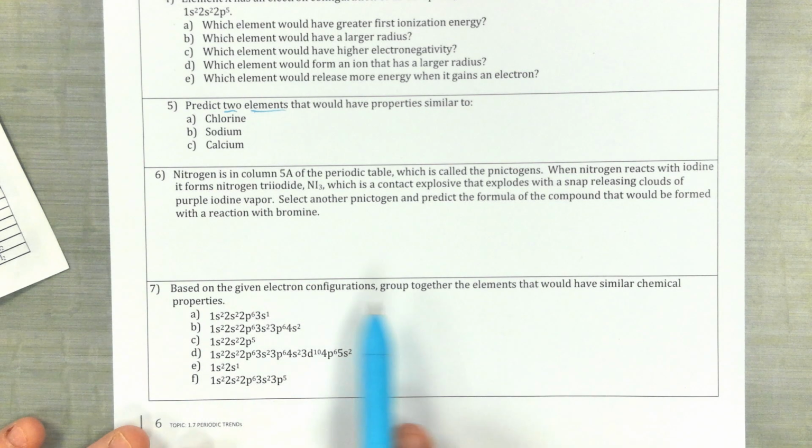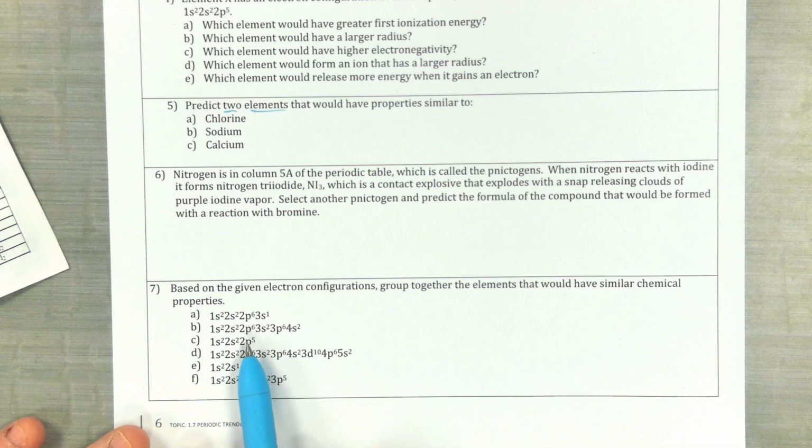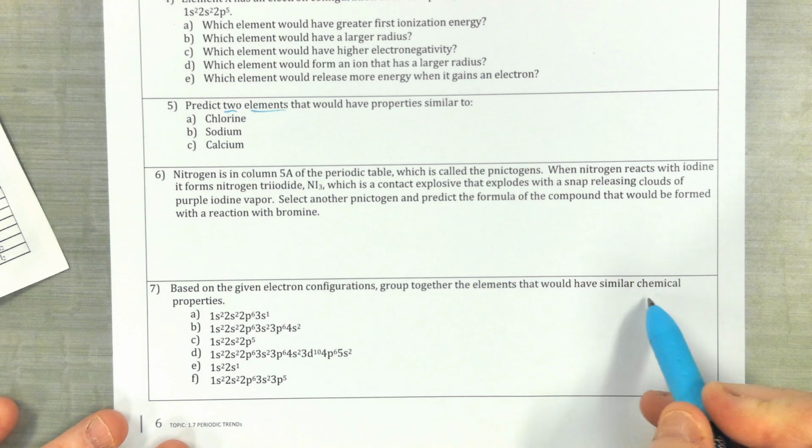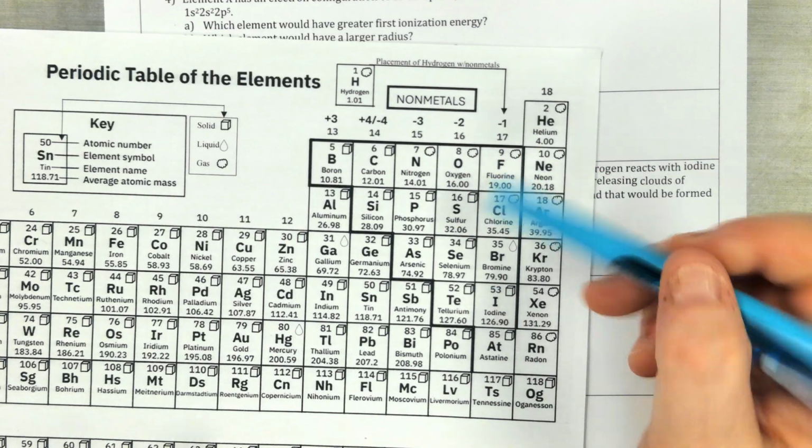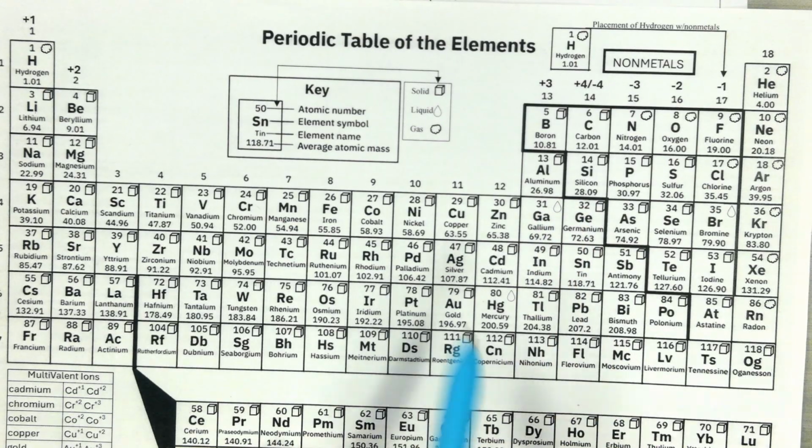All right, based on the electron configurations, group these together, which would have similar chemical properties. So you can group them together by period or by group. If we're talking similar chemical properties, remember the alien lab from regular chemistry, families typically have the same chemical and physical properties. So you have to remember, families or groups are up and down, and periods are across. Okay?